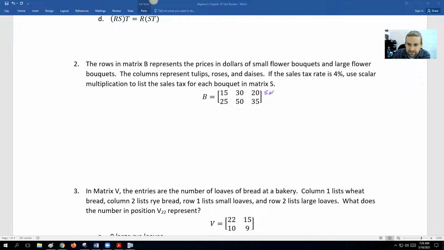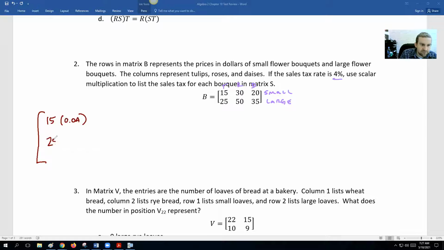So we got small, and then we got large, and then we got tulips, roses, and daisies. Okay, if we want to find just 4% of this, we use scalar multiplication. All we need to do in this one, I guess we didn't need to write that down, is take each box here and times it by 0.04.